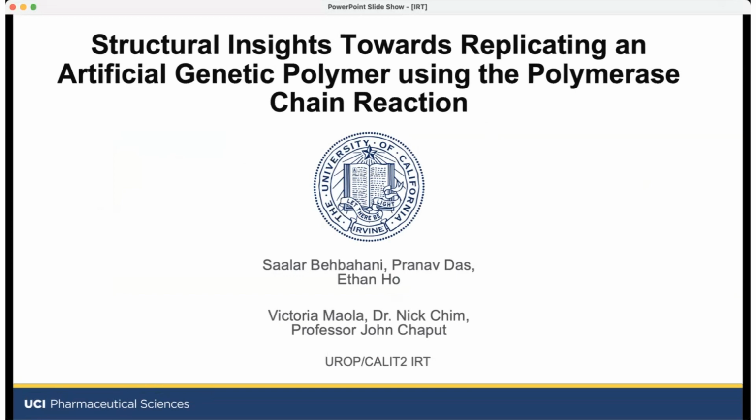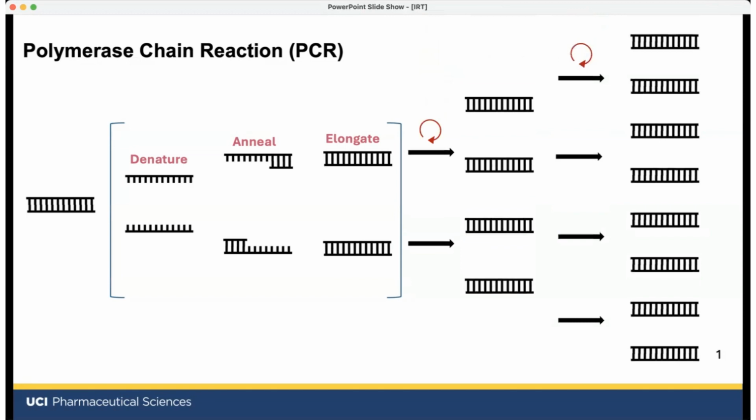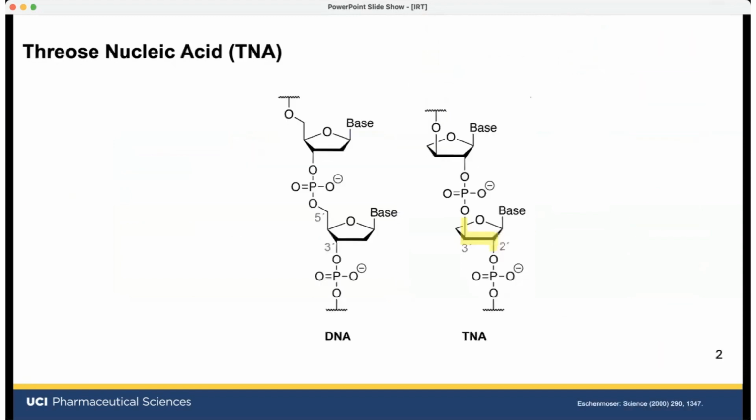Our project is the structural insights towards replicating an artificial genetic polymer using the polymerase chain reaction. The polymerase chain reaction, or PCR, is a robust amplification technique that is used widely in research laboratories but also has practical applications in many other fields. Synthetic biologists recognize that PCR technology does not exist for XNA, which are artificial nucleic acids.